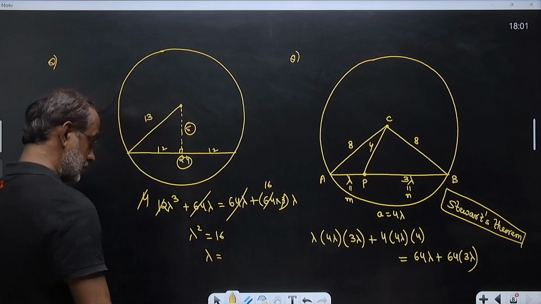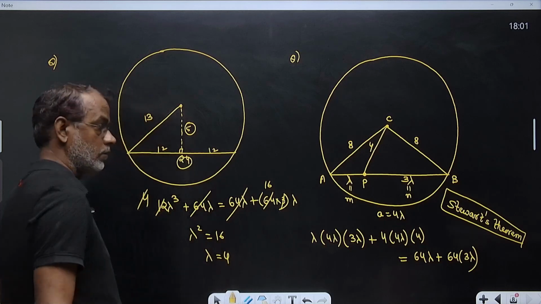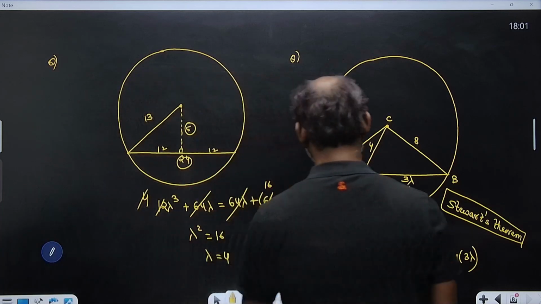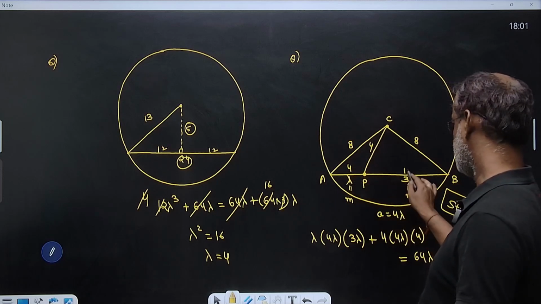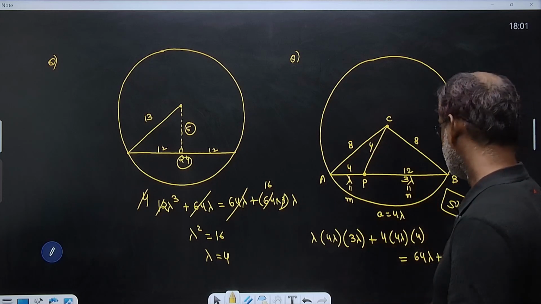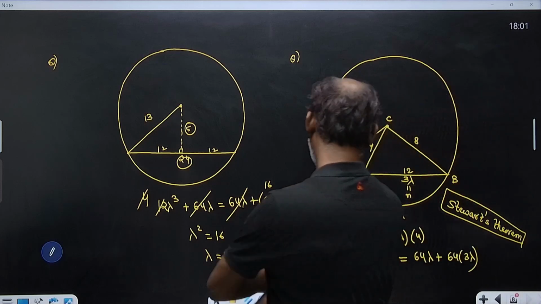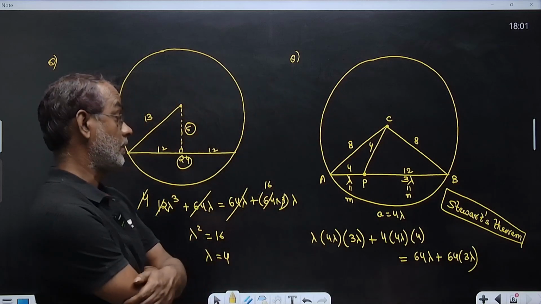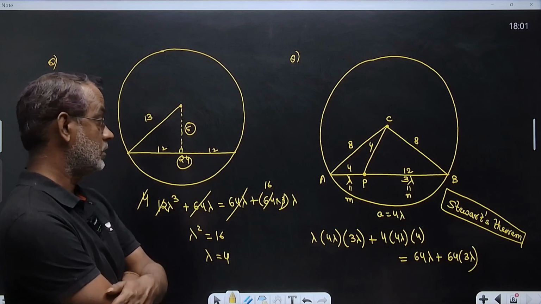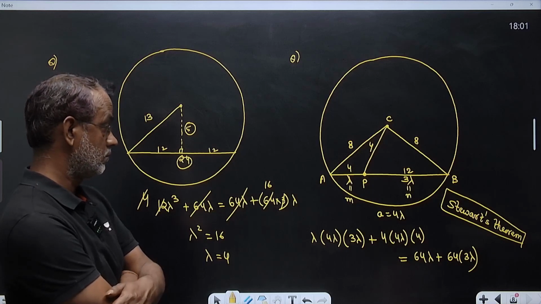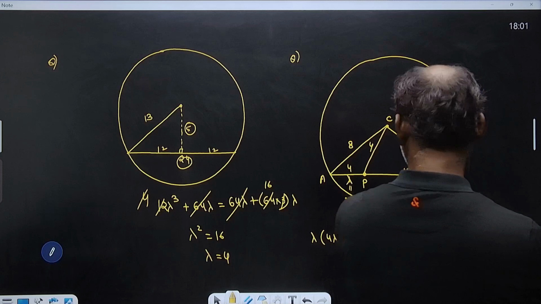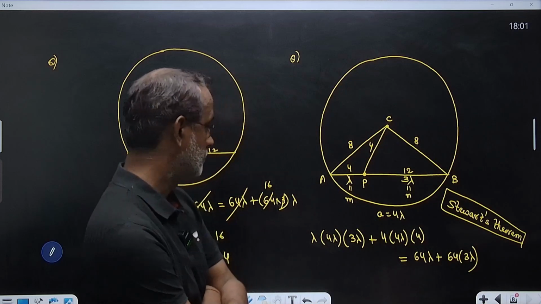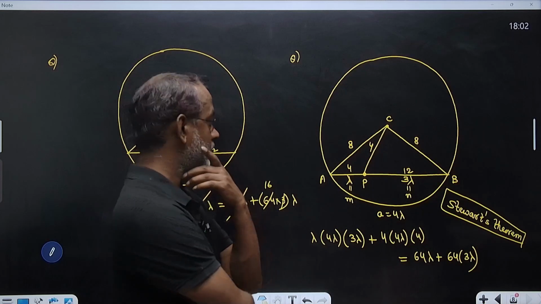So, lambda is 4. If lambda is 4, so this is 4 and this is 12. The length of the chord turns out to be 16. How is this possible? There is some error in the way we have solved it. So, what is the error that we have done?